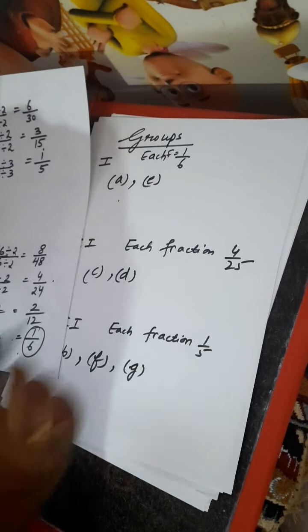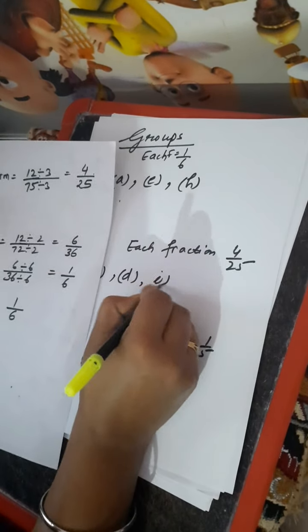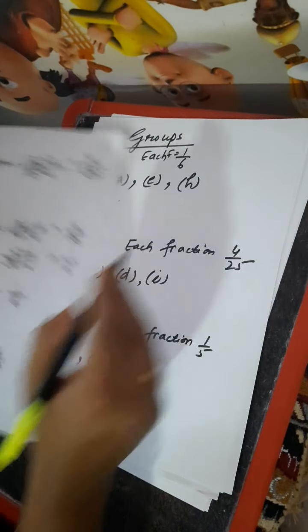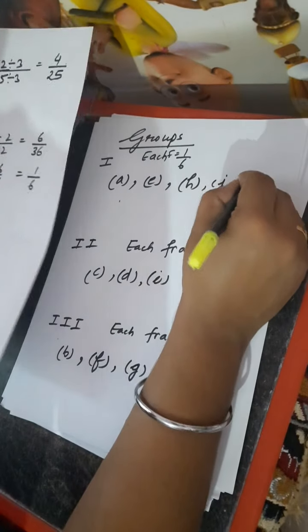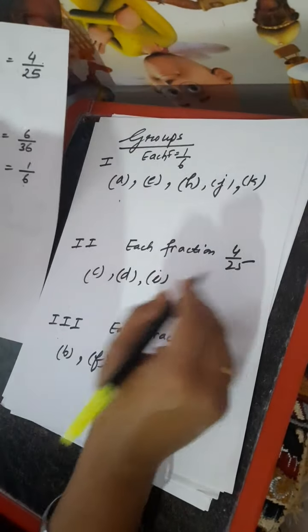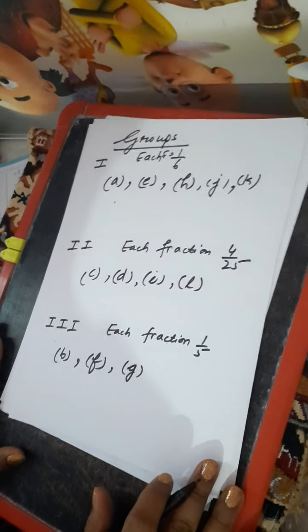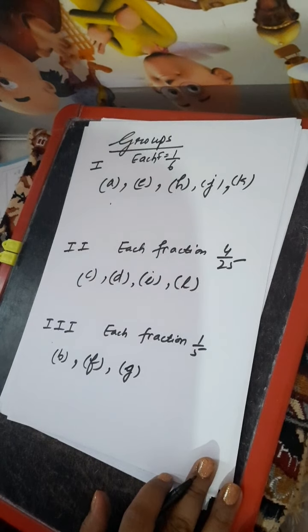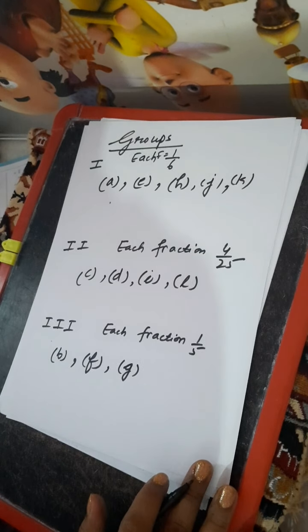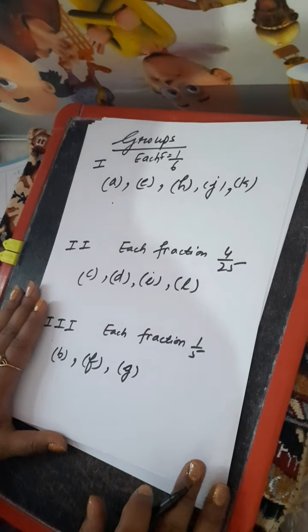After that H 1 upon 6. Then I part 4 upon 25, so I will write I part. J part 1 upon 6, so I will write J part. K part 1 upon 6, so I will write K part also. So L part is 4 upon 25. So in this way you just classify all the groups by checking the fractions. So here we separate them into 3 groups of equivalent fractions. So this is your question number 6.